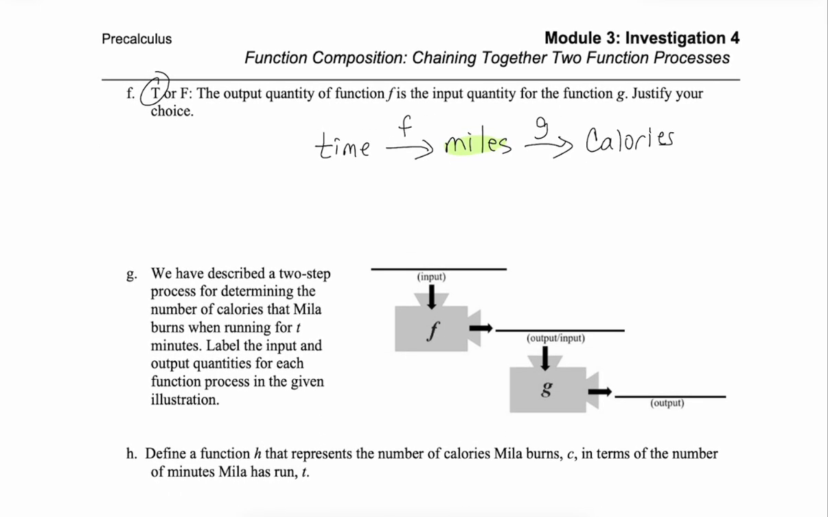And then they want us to draw a little picture here. So the input of function f is exactly what I drew up above in that little machine looking way, which I love. We are inputting time. We are getting out miles. We are inputting miles. We are getting out calories. Because it's a two-machine process, a two-step process. How many miles did she run? That's going to give us how many calories she burned.